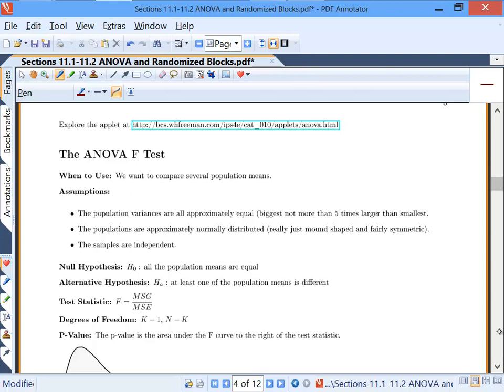The assumptions are that your population variances are all approximately equal. Some rules of thumb say one shouldn't be more than double the other one. Some say one is not more than 5 times the other one. But your standard deviations or variances are all approximately equal. The populations are approximately normally distributed. Now, ANOVA is pretty generous with this, as long as it's just kind of mound-shaped and fairly symmetric. It's okay with it. And your samples are independent.